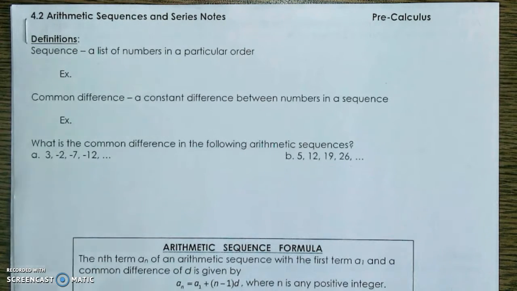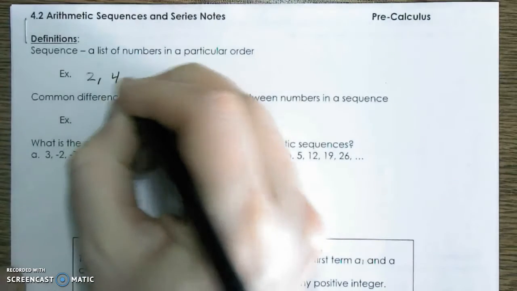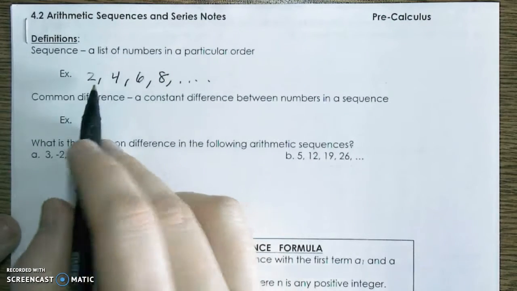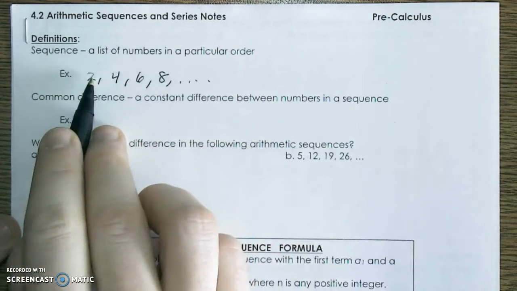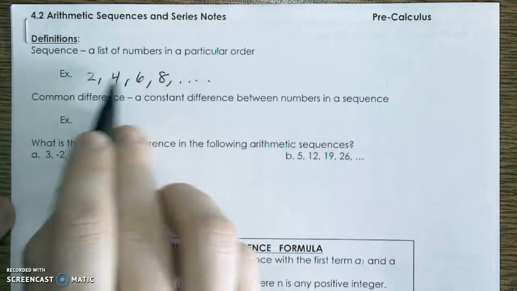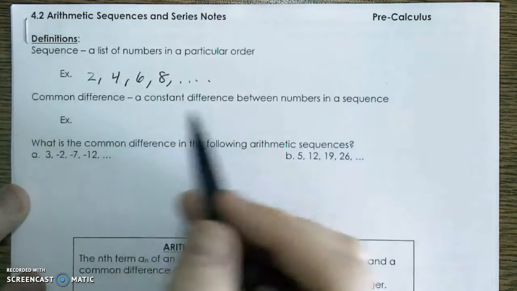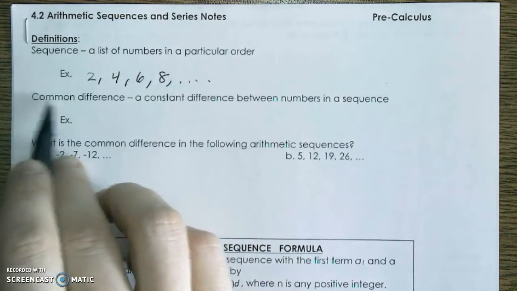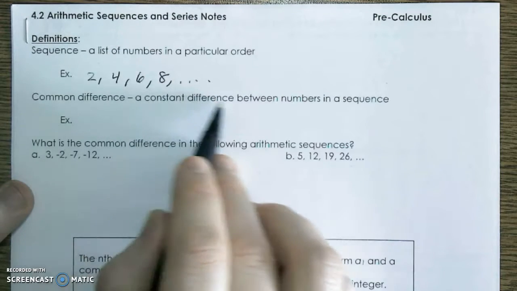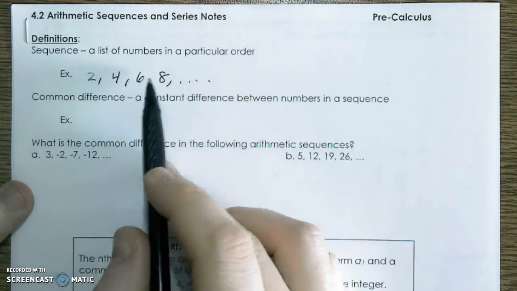A sequence is a list of numbers in a particular order. For example, 2, 4, 6, 8, and so on. This is a sequence where we're adding 2 each time. So if you're adding something or subtracting something each time in the sequence, that is what makes it arithmetic. And whatever it is that you're adding or subtracting is called the common difference. It's a constant difference between numbers in a sequence, and so in this case, the common difference was 2.